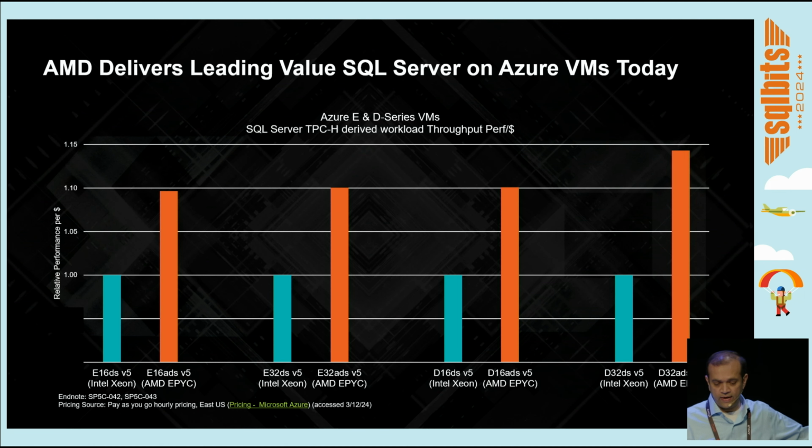And we have E and D instances here. The shapes are 16 vCPUs and 32 vCPUs. And again, you can see here the value of running it on AMD. The performance is better. Performance per dollar is better, which is really what a lot of people care about in the cloud.